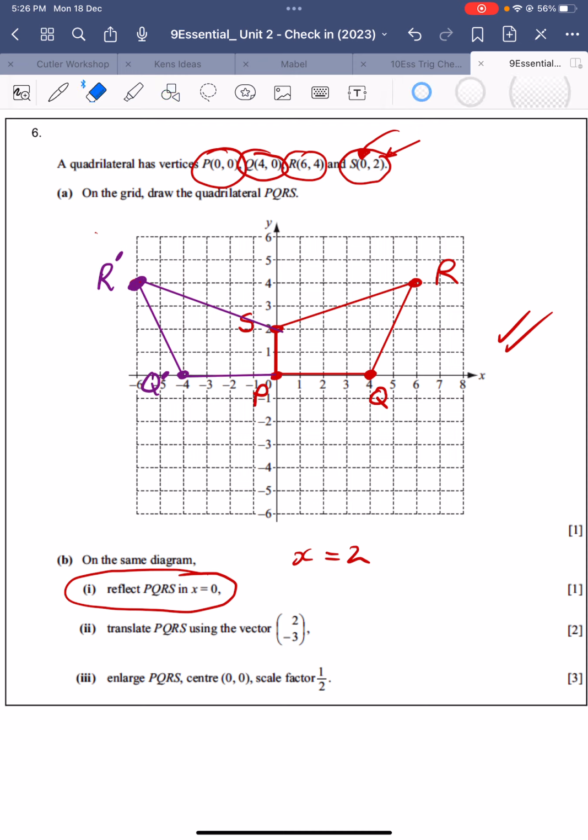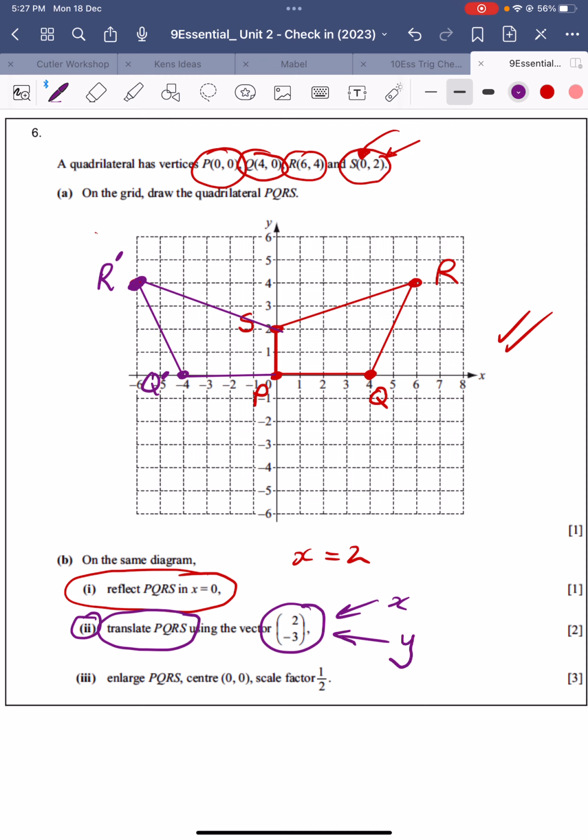So that's part 1 done. And now let's do part 2. Translate means a movement, and this is the x distance we move, and this is the y distance we move. So I'm just going to take coordinate r, and I'm going to move it 2 units and then -3 units. So this is where r will appear.